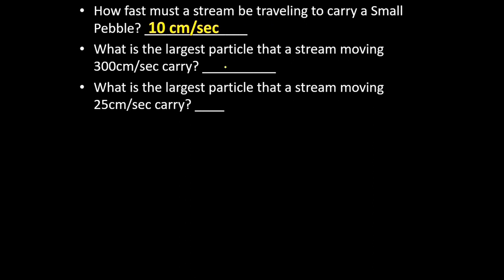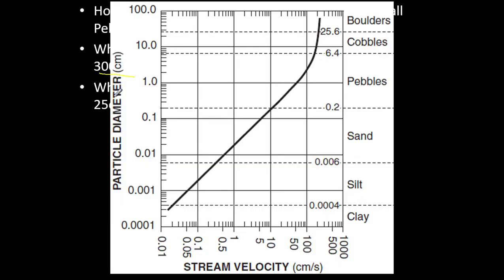Let's take a look at another one. What is the largest particle that a stream moving 300 centimeters per second can carry? So now I'm giving you a velocity. So we jump to this chart. All right, so I'm going to come down here, 300 centimeters per second. So this is 100, right? And a little hint with this chart, whatever the first number is on this counting up is going to be how much these numbers go up by. So if this is 100, this is 200, this right here is 300.